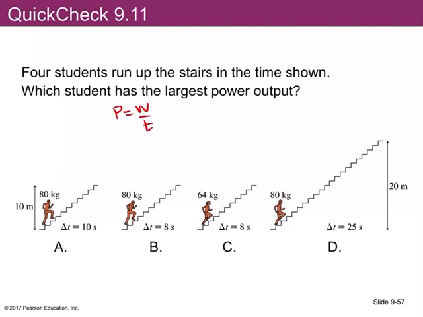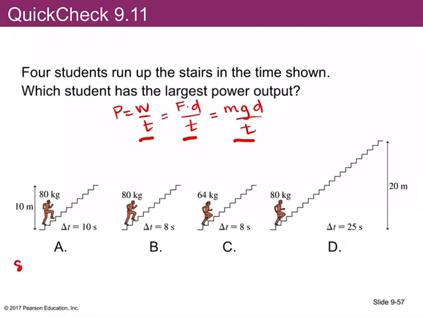This is Quick Check 911. It's saying which one of these situations has the largest power output. Well, we have this equation. But what you need to remember is that work can equal force times distance. So power could equal force times distance divided by time. And do you see a force given in any of these situations? No. You see mass. Well, remember, you can find force by taking mass times gravity. So these are three ways that you could find power.